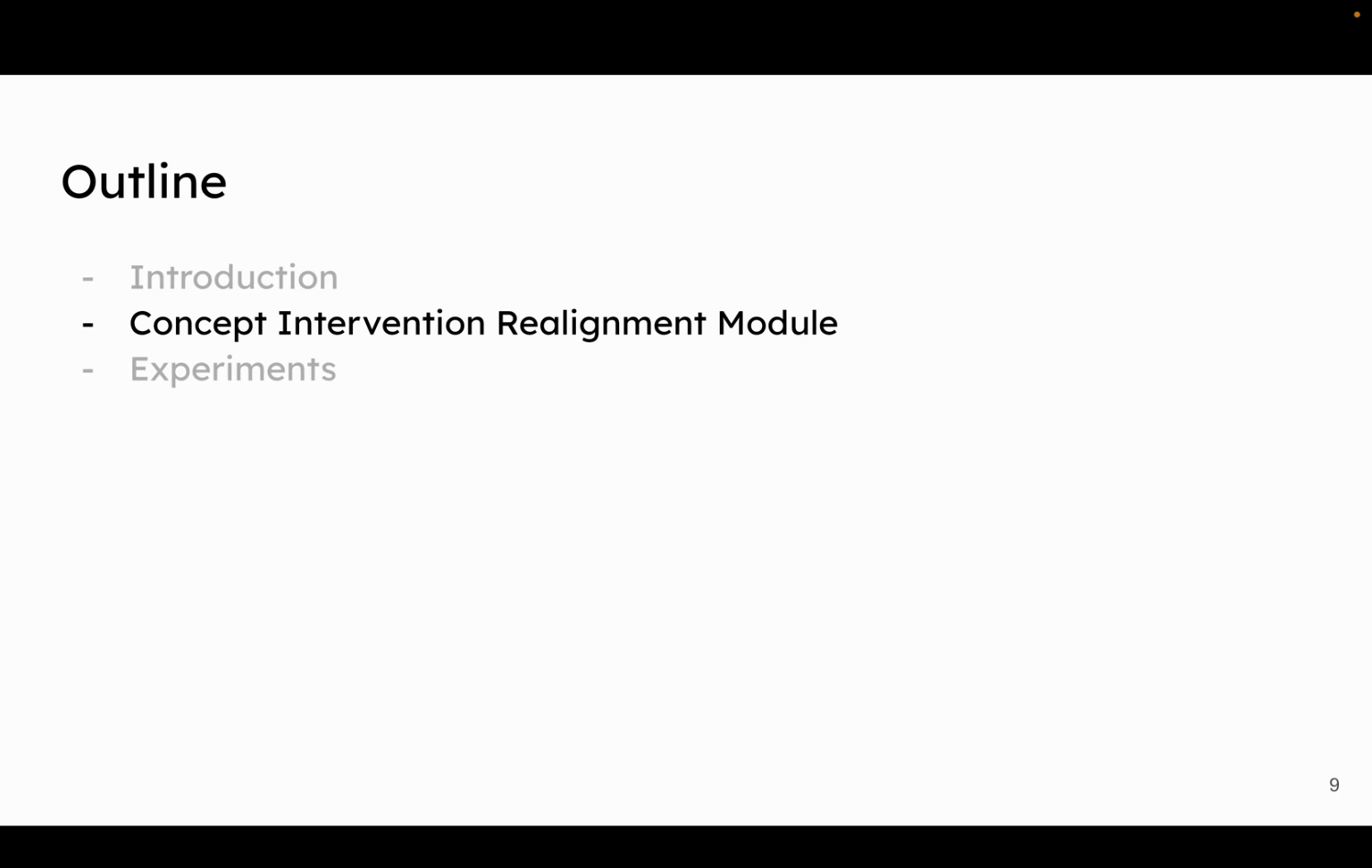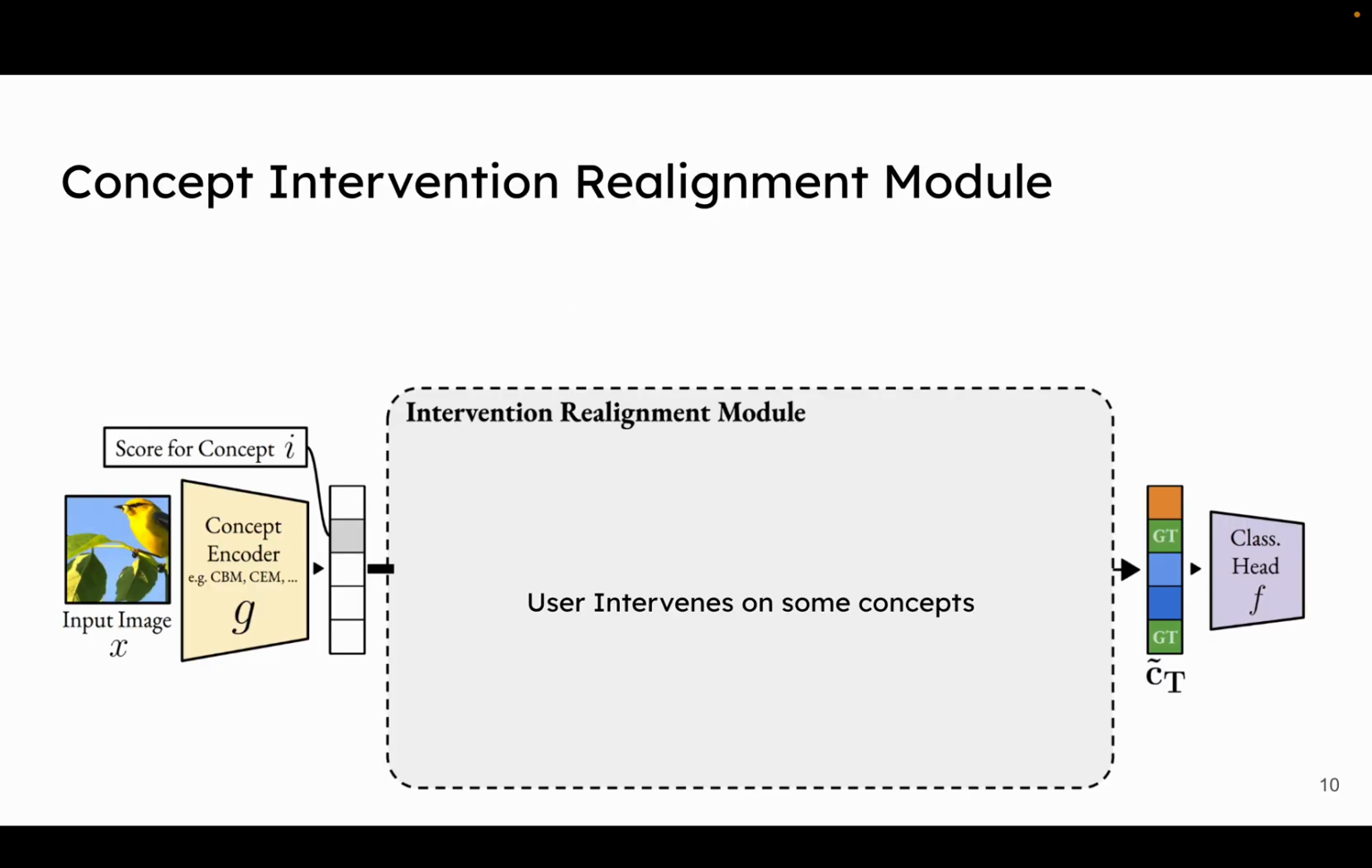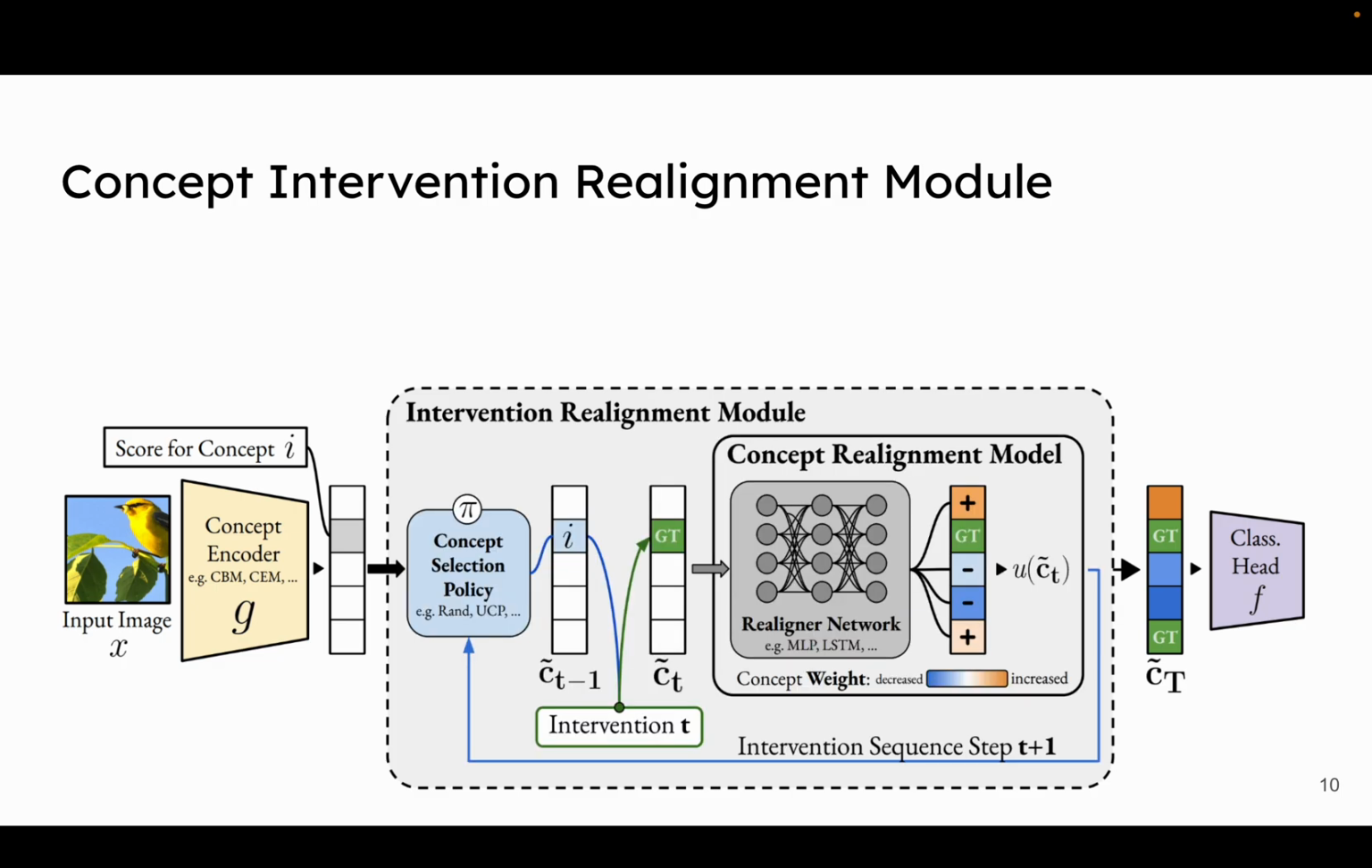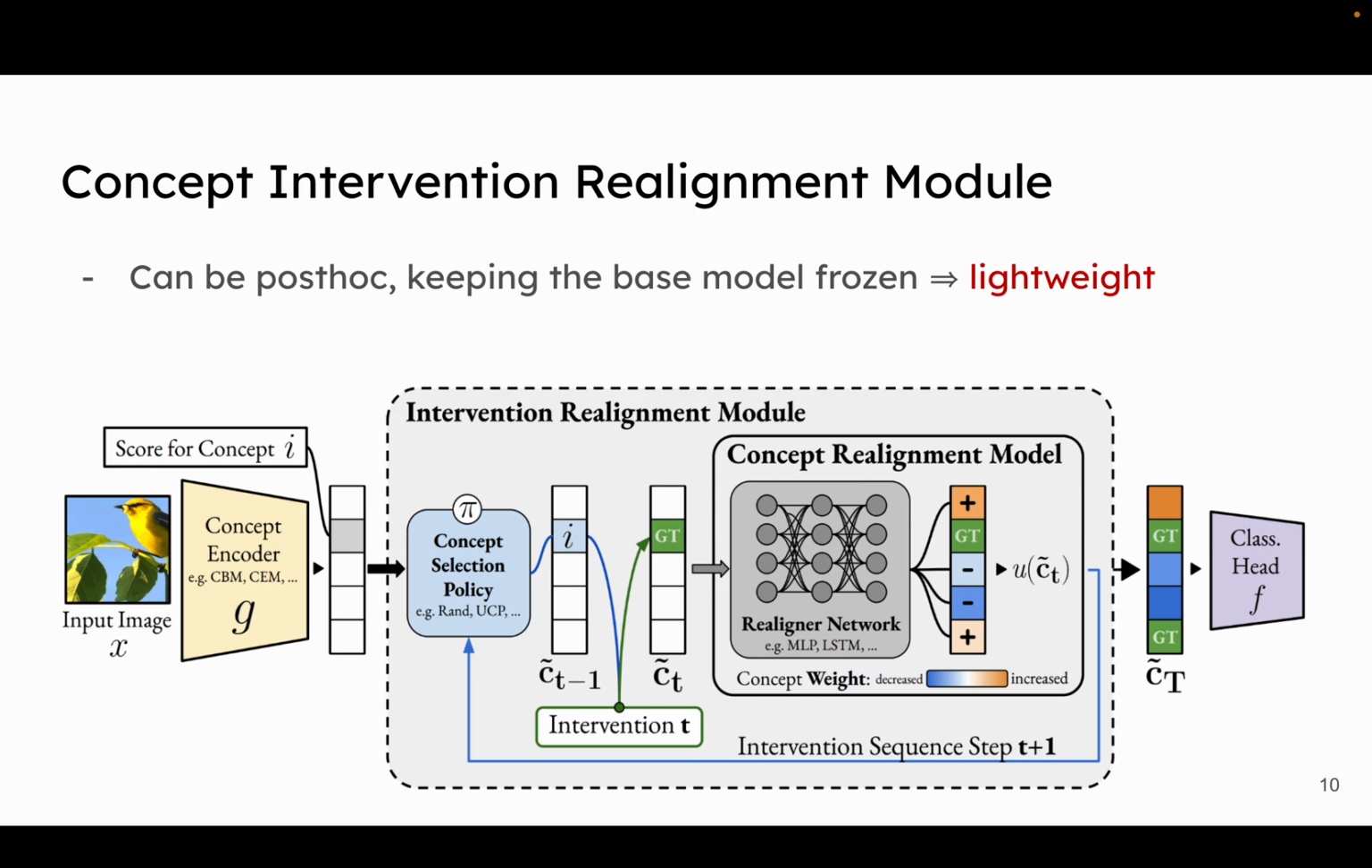Next, let's look at how we achieve this. In order to update the predictions of all concepts after intervention, we introduce a concept intervention realignment module. This module can be applied post hoc without changing the weights of the base CBM, making it lightweight and modular. Further, this module is agnostic to the intervention policy, making it flexible.